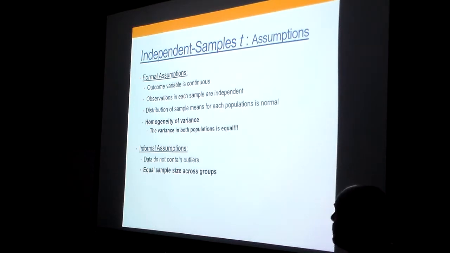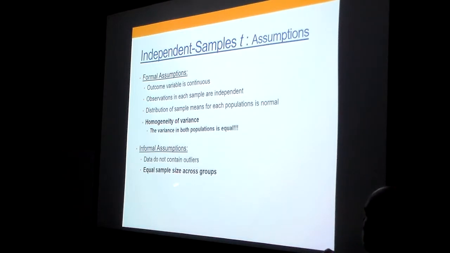Talked about our assumptions, and we're going to jump into this. We're assuming our outcomes are continuous. We're assuming independent observations. We're assuming that the distribution of sample means for each population from which these samples are drawn is going to be normal. And then this homogeneity of variance, right? We're assuming that the variance in both of these populations is equal. So they've got a different mean, but we're assuming the spread of scores is relatively similar.